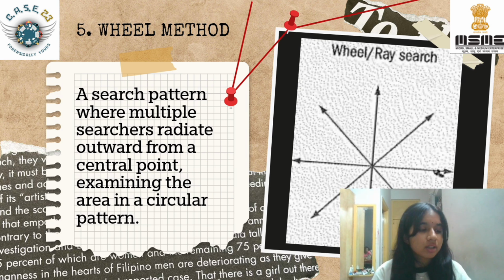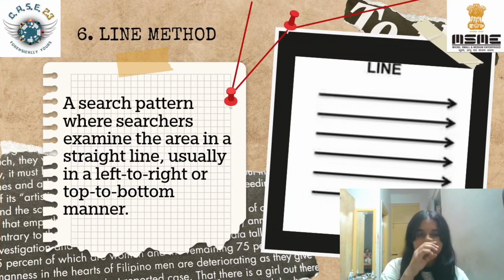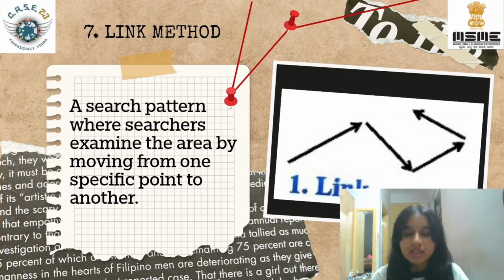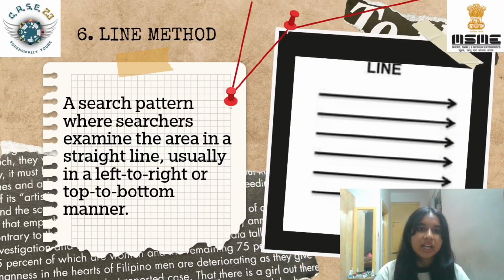So, the next pattern for searching is the line method. A line method simply means a search pattern where the forensic responder or the crime scene investigator examines the area in a straight line, usually parallel to each other, usually in a left to right or top to bottom manner. It is again similar to the grid pattern, but it is done in either one fashion, either from left to right or top to bottom. So that is about the line method.